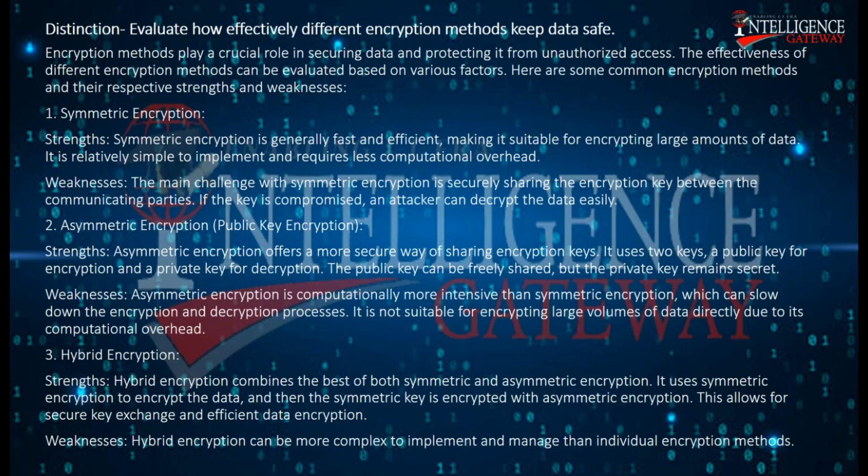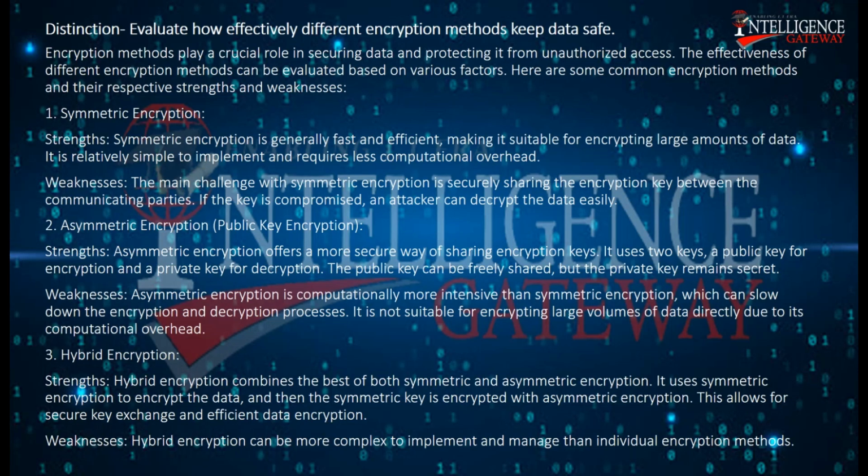1. Symmetric encryption. Strengths: Symmetric encryption is generally fast and efficient, making it suitable for encrypting large amounts of data. It is relatively simple to implement and requires less computational overhead. Weaknesses: The main challenge with symmetric encryption is securely sharing the encryption key between the communicating parties. If the key is compromised, an attacker can decrypt the data easily.